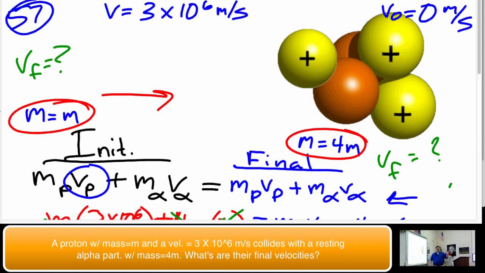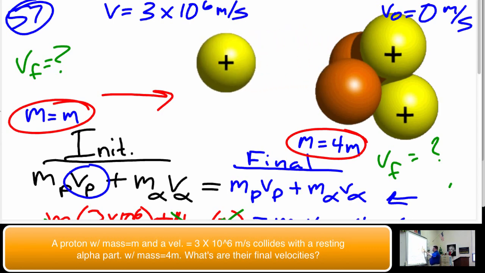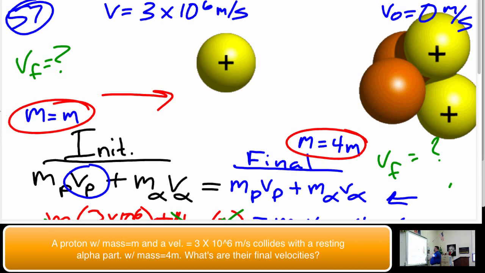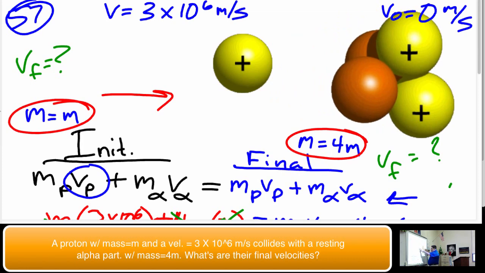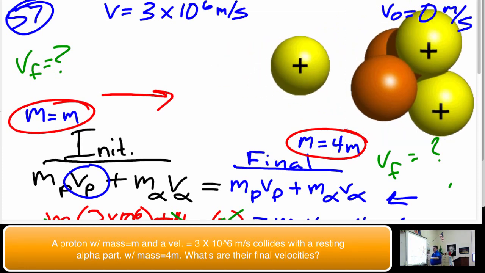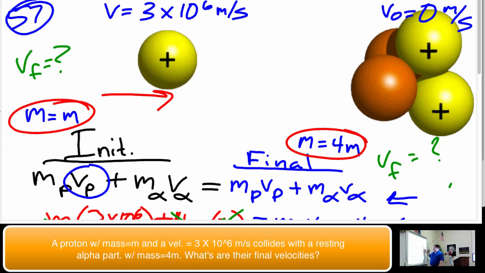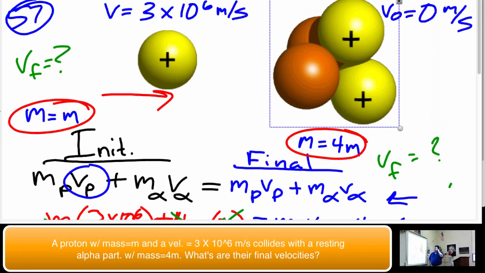Now, if it's a head-on elastic collision, that means they do not stick. So once it hits, there's a possibility that the proton goes in this direction and the alpha particle goes this way. There's a chance that once they collide, if the math works, this one will move and this one will move. So we might have 2 velocities going in this direction. And they want us to figure out what the 2 velocities are. Well, this is a conservation of momentum. And that means that the initial momentum should equal the final momentum. Okay?